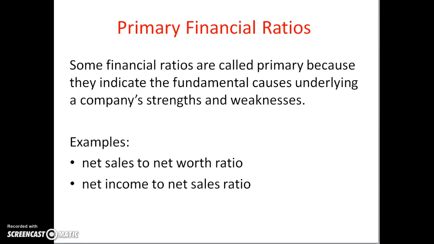There are primary financial ratios. Some financial ratios are called primary because they indicate the fundamental causes underlying a company's strengths and weaknesses. Some examples of these ratios would include net sales to net worth ratio or net income to net sales ratio.